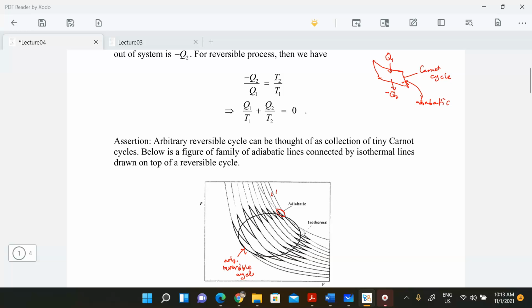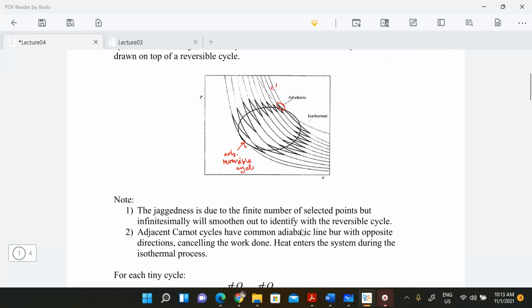Here, the so-called tiny Carnot cycles seem jagged because we use a finite number of selected points. If one can imagine that the selected points become infinitesimal, so the number becomes infinite, then it will smooth out this jagged thing and become the arbitrary reversible cycle.